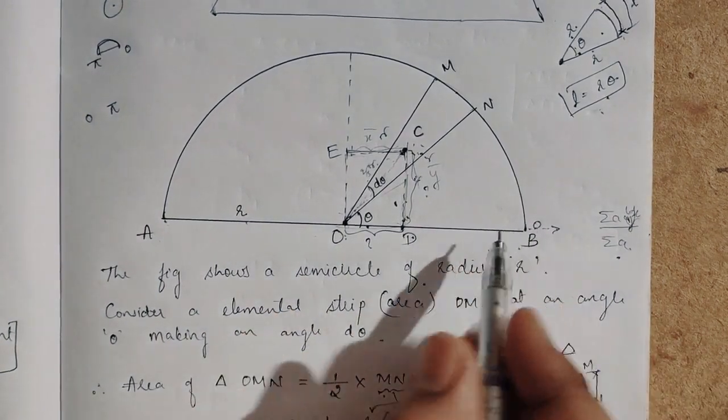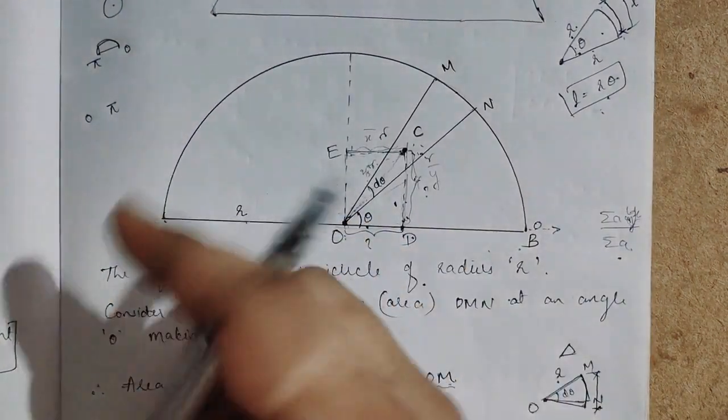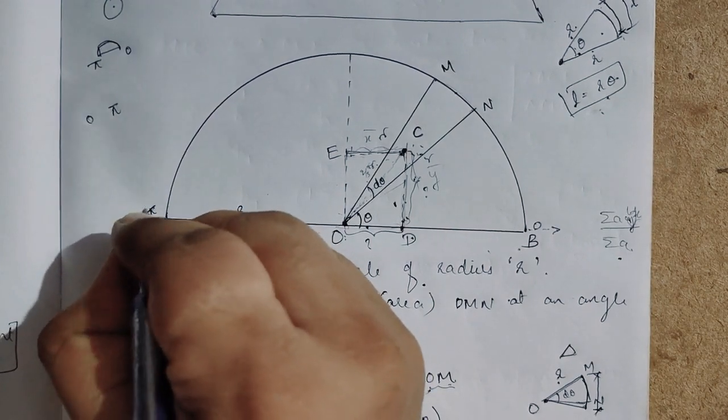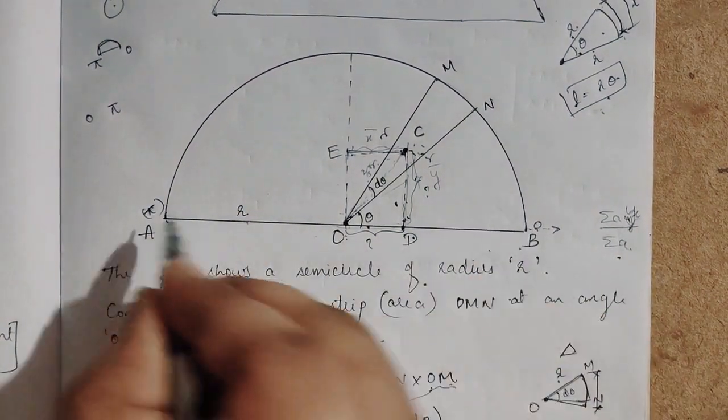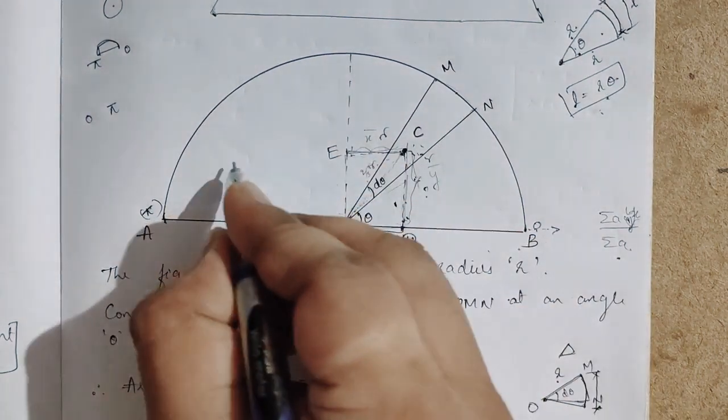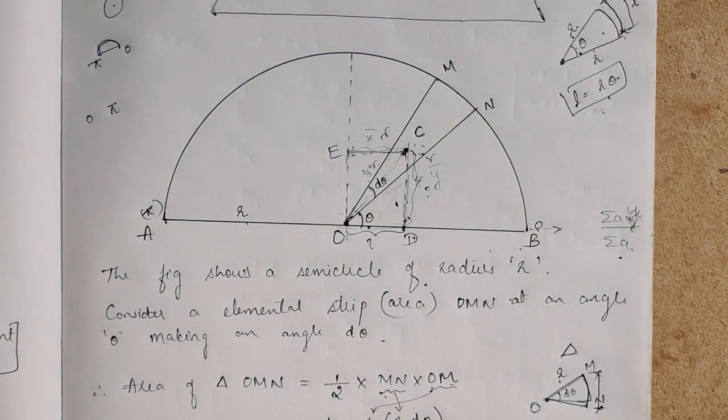So if I consider here 0, this elemental strip will cover up to pi. So when I integrate from 0 to pi, I will get the centroid of the full semicircle. This is the concept here. So I calculated C and C.